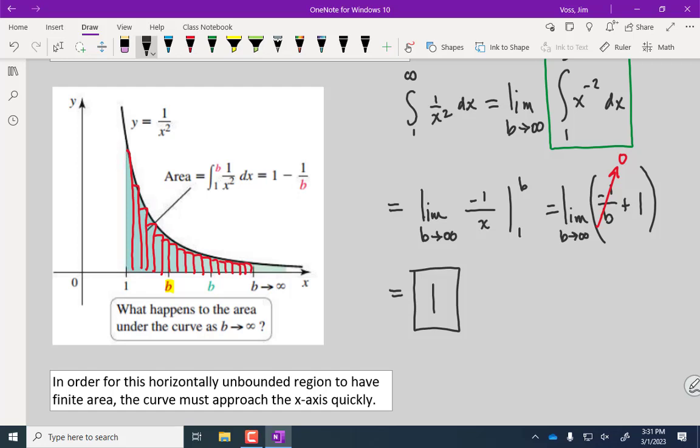Okay? So keep this in our head. 1 over x squared converges. So 1 over x squared, if the power is a 2 in the denominator, that's fast enough to give us convergence. 1 over x squared converges.